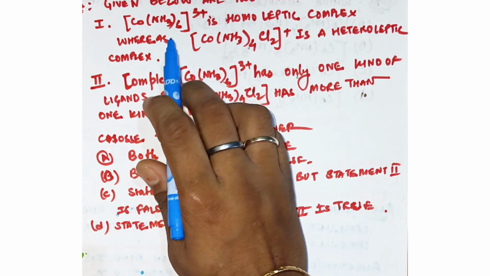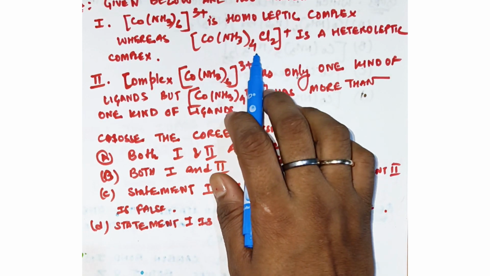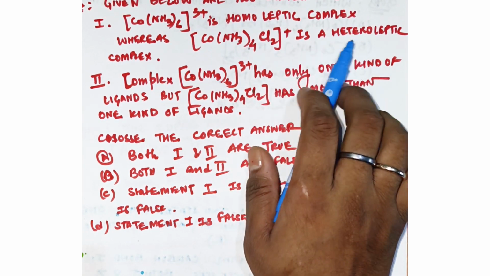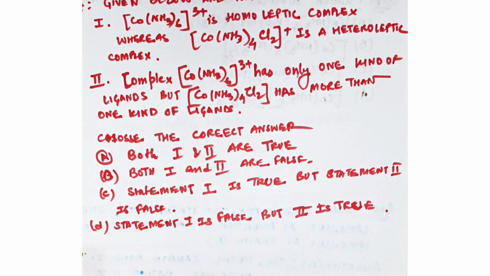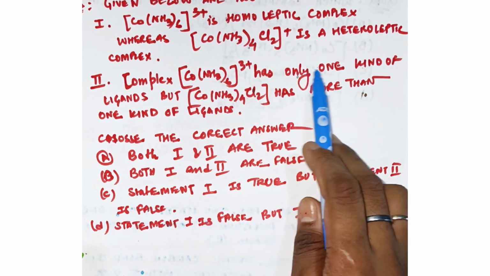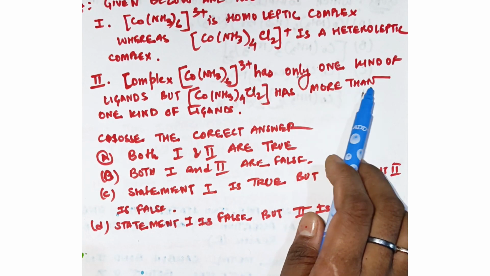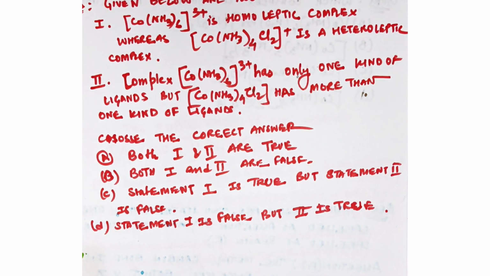See here, [Co(NH3)6]3+ is a homoleptic complex, whereas [Co(NH3)4Cl2]+ is a heteroleptic complex. There are two statements given below. The complex [Co(NH3)6]3+ has only one kind of ligand, but [Co(NH3)4Cl2]+ has more than one kind of ligands. So here two statements are given to you and you have to choose the correct answer.